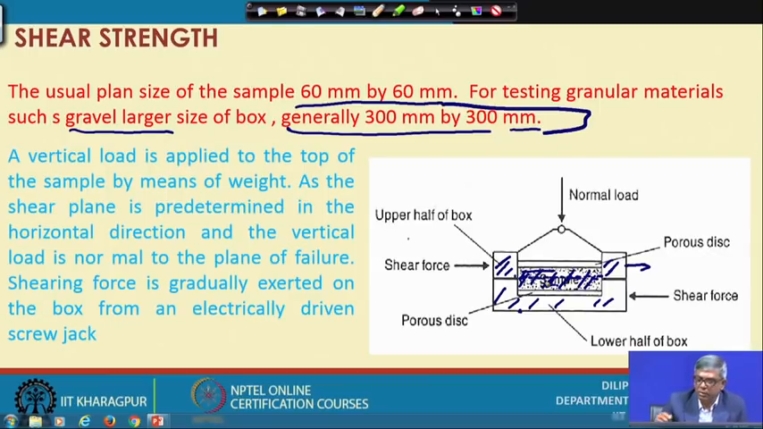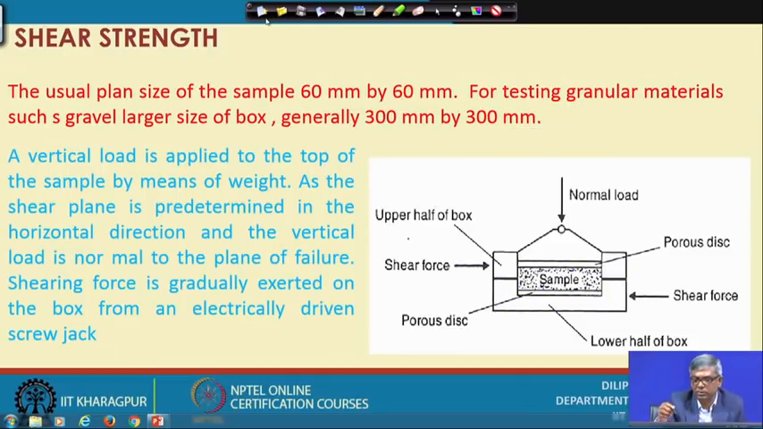So, based on that, we apply different values of normal load and then we shear the soil, and in that way we get different soil data. Then, using the equation correlating shear strength, cohesion and phi, we can find out the C and phi. So, this is the simple mechanism: a box, two halves and the normal load, and then you give relative movement with respect to the other one.